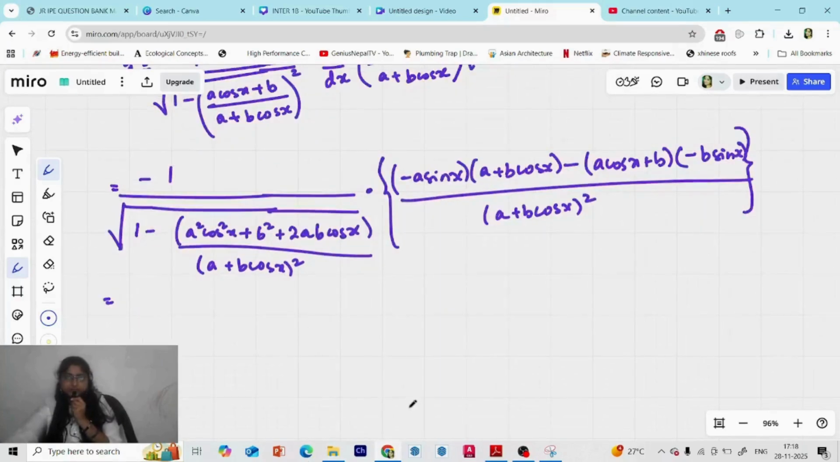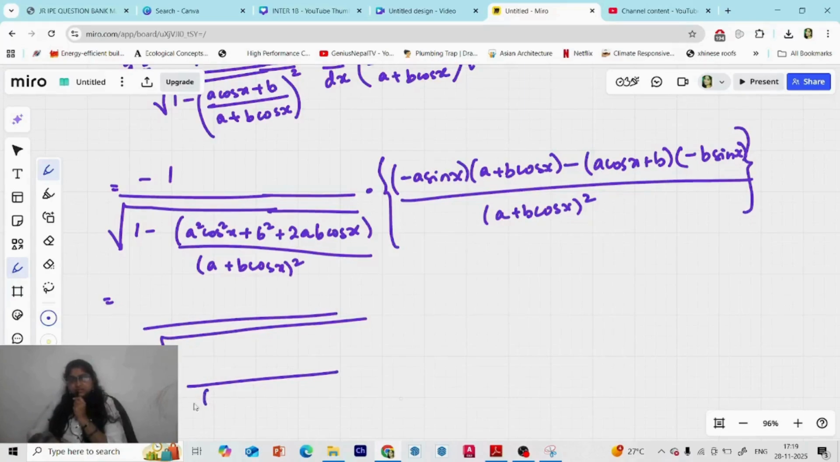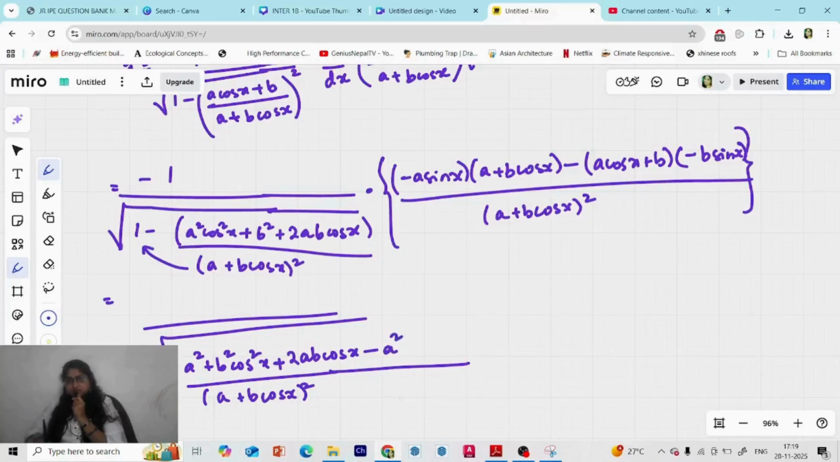Alright, so okay, we'll take the LCM. So this becomes (a plus b cos x) whole square, it's still under the root. Okay, and we'll multiply this here, and we're also expanding simultaneously. A square plus b square cos square x plus 2ab cos x. Okay, and now I'm opening the bracket there, minus a square cos square x, okay, minus b square minus 2ab cos x.